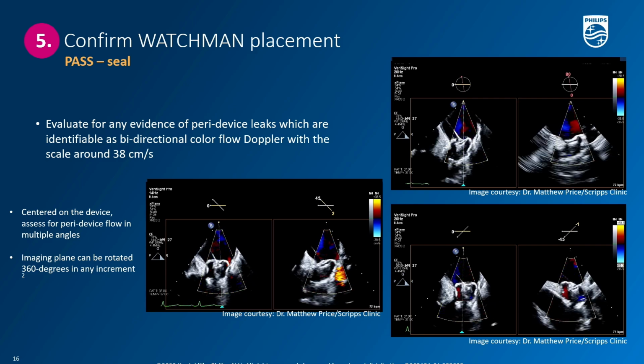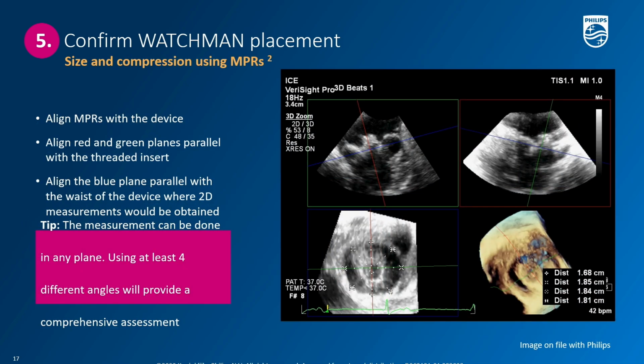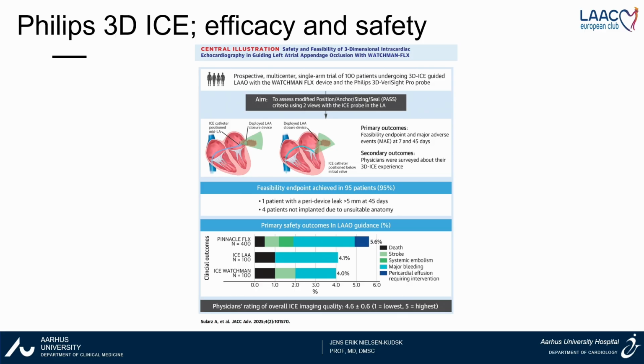And you can of course also apply the three-dimensional views here. Here also illustrated with a Flex device where you can obtain a fast cross-sectional view of the device, and you can really measure the compression, the percentage compression of the Flex device.